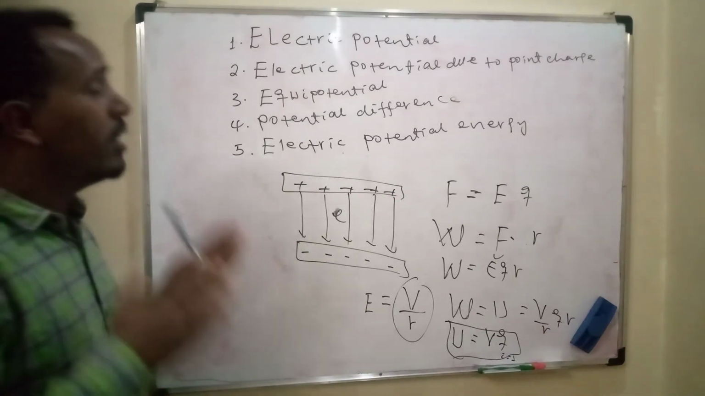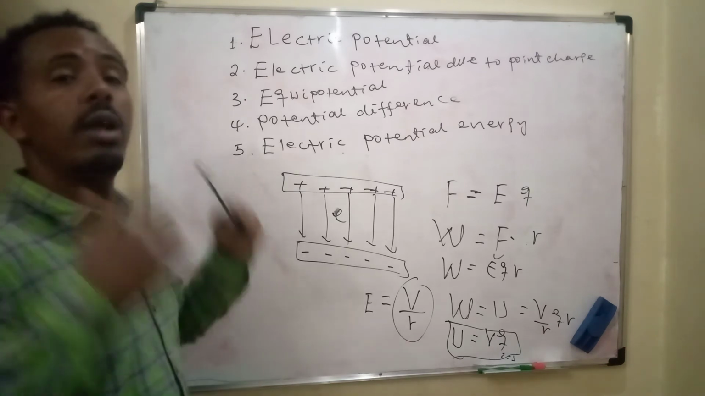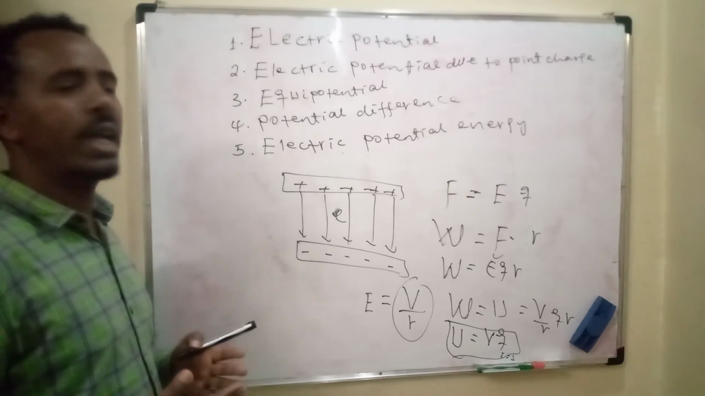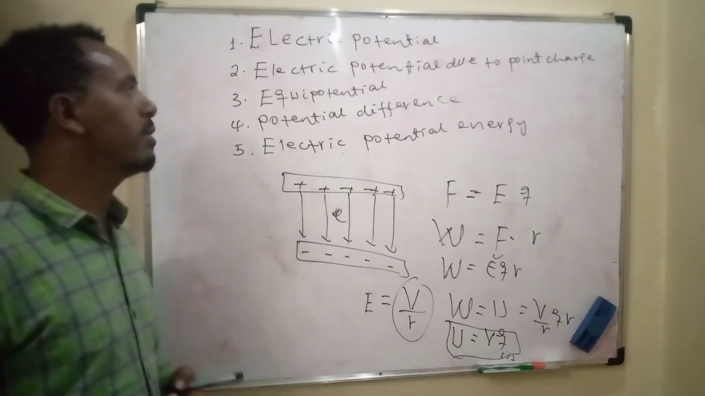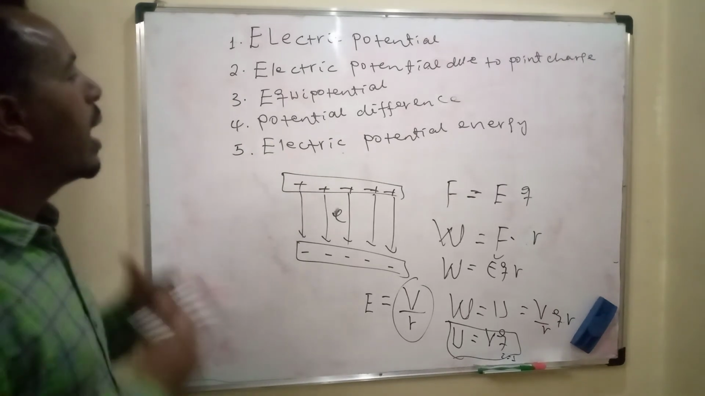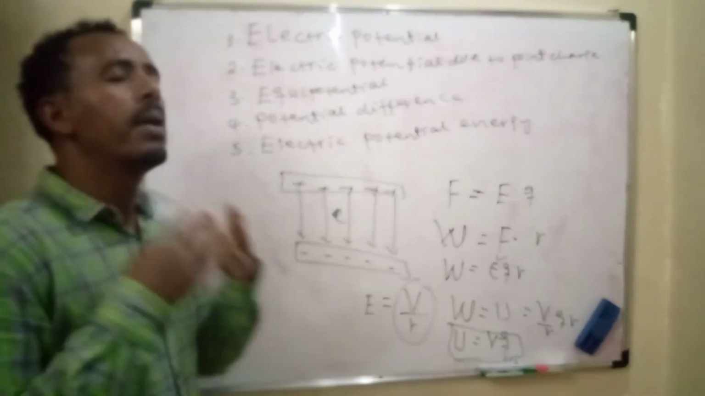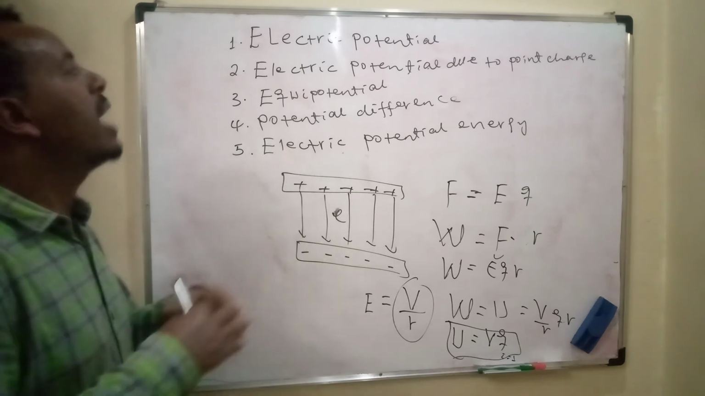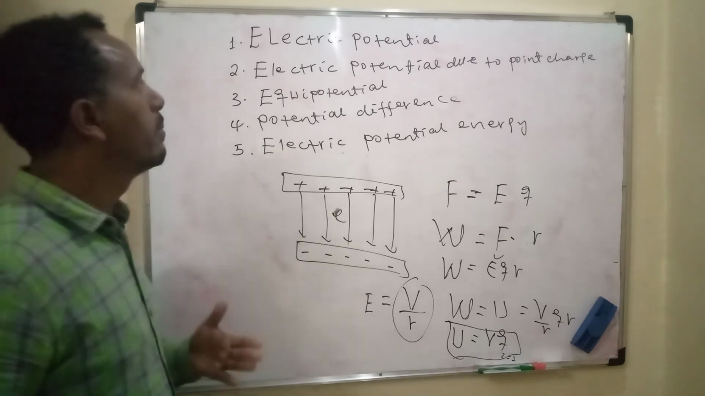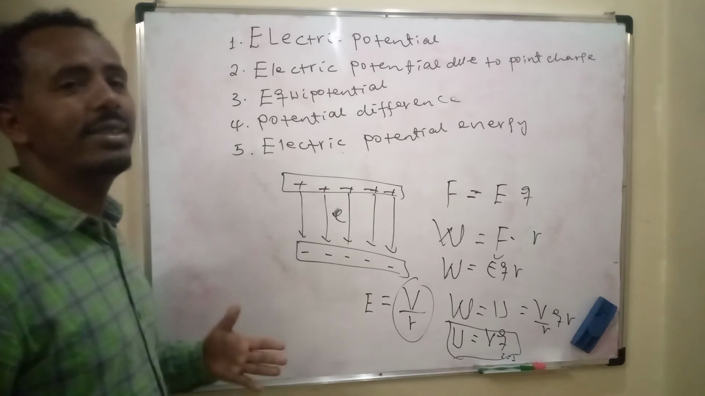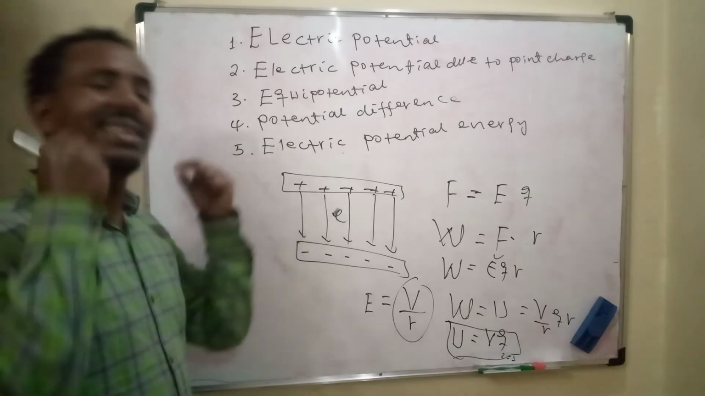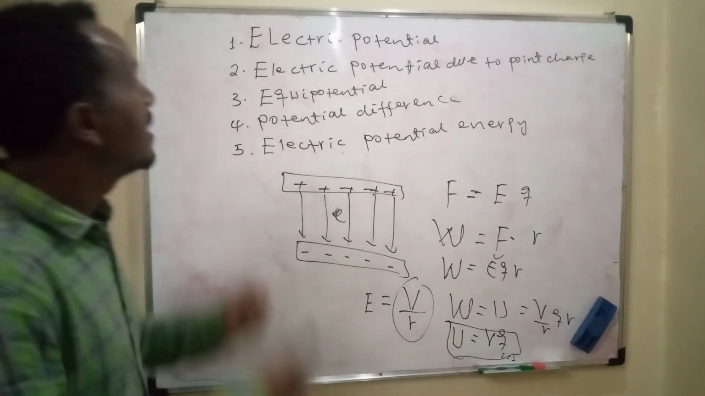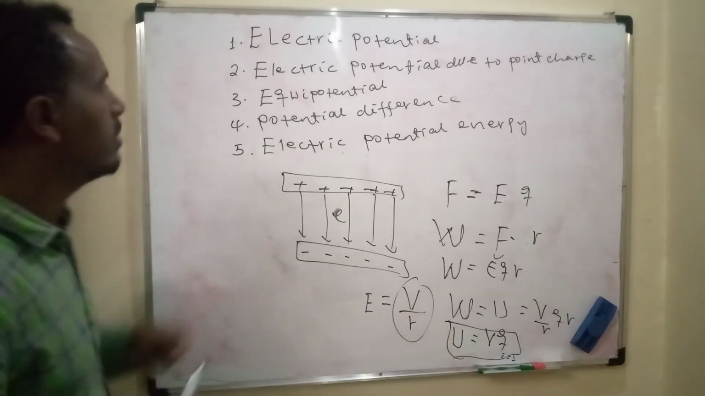Therefore, electric potential due to a point charge, which is called absolute potential, equipotential line or equipotential surface, potential difference, and electric potential energy are not the same. They are expressed mathematically in different terms. Electric potential energy is the work done on a test charge to bring the test charge from infinity. This is the work done on a test charge.